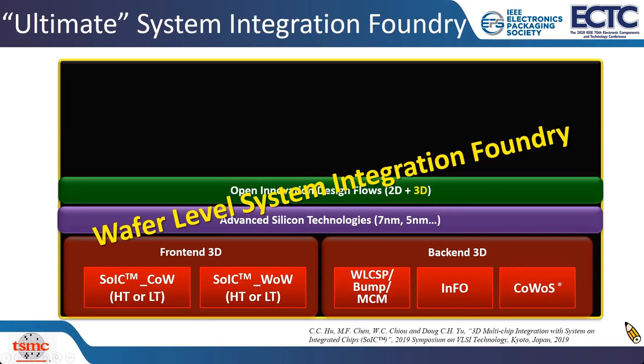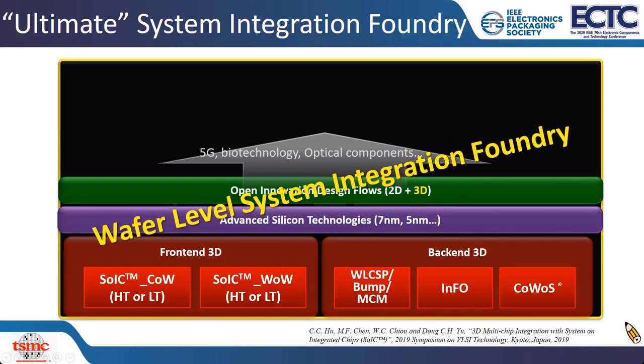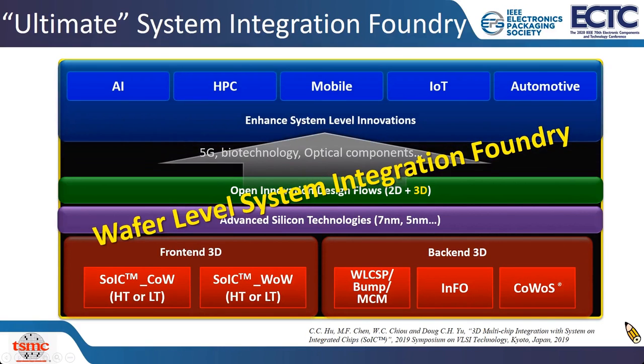As we know, the markets for 5G, AI, and biotechnology are booming. TSMC's wafer-level system integration technology provides flexible and reliable solutions to meet customers' demands, such as AI, HPC, mobile, IoT, and automotive. TSMC is not only the first and now, but also the ultimate system integration foundry.